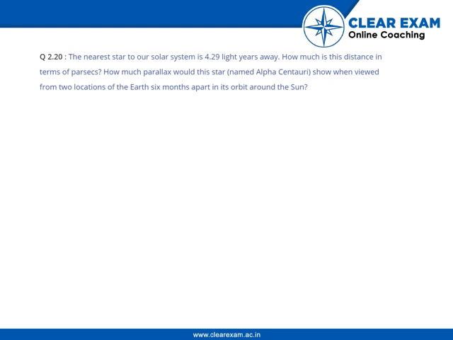The nearest star to our solar system is 4.29 light years away. How much is this distant in terms of parsec? How much parallax would this star, which is named Alpha Centauri, show when viewed from two locations of Earth 6 months apart in its orbit around the Sun?